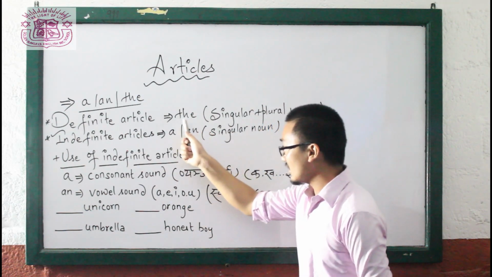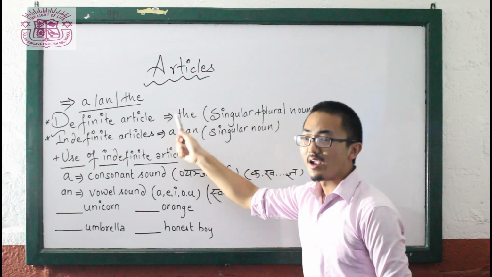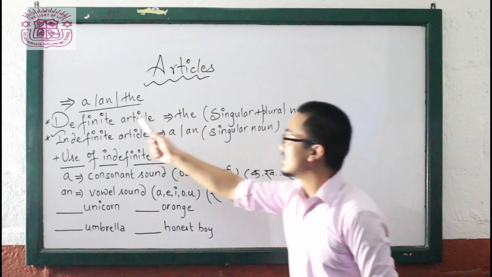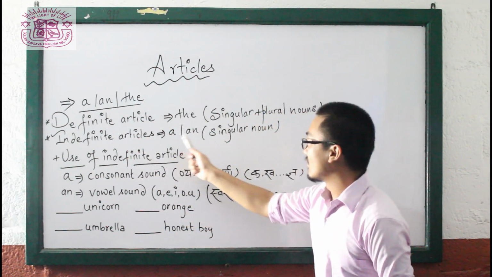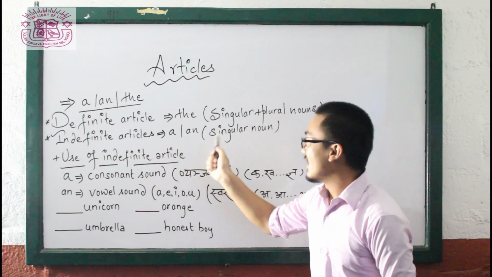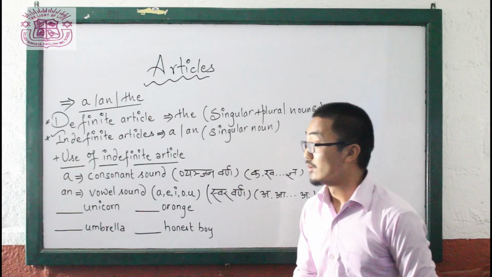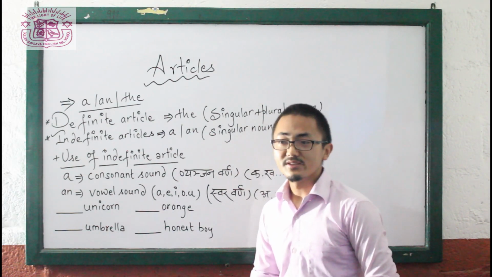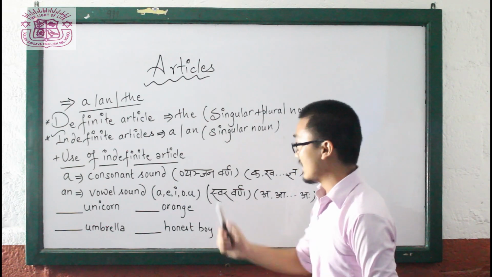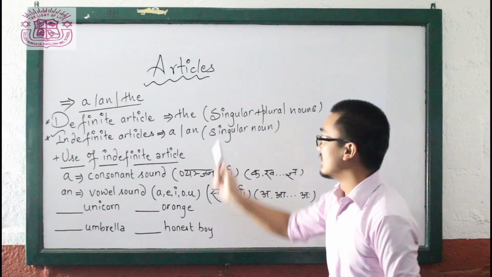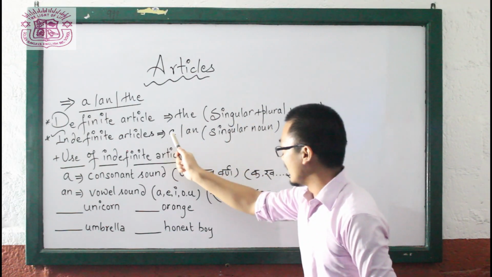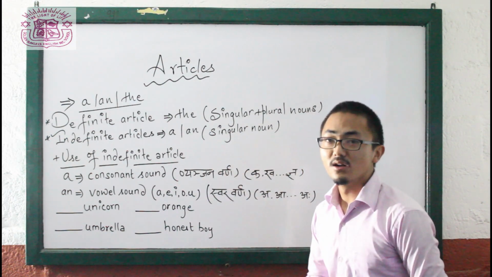Actually, the is used to specify any kind of object or any kind of noun, so that's why we call the a definite article, while a or an is used as indefinite articles because we use these a and an for general type of sentences. So I hope this makes you clear about the concept of definite and indefinite articles. And the next thing that you have to keep in mind is that the article the can be used for both singular and plural nouns, while a and an are only used for singular nouns.